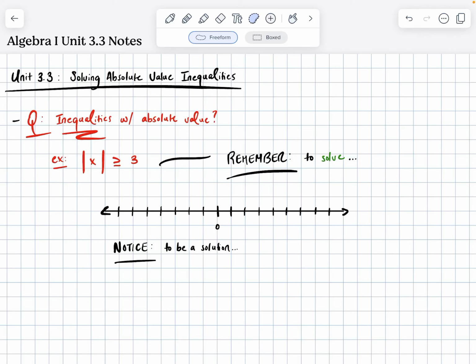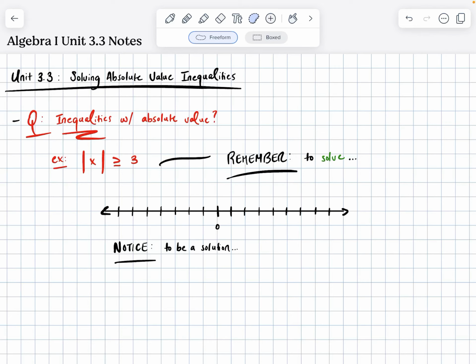You're still here? I thought for sure that would have gotten rid of you. But I guess it's for the better because we've got some absolute value inequalities to solve. So the title of our lesson today, Class 3, Unit 3, let's chat about solving some absolute value inequalities.